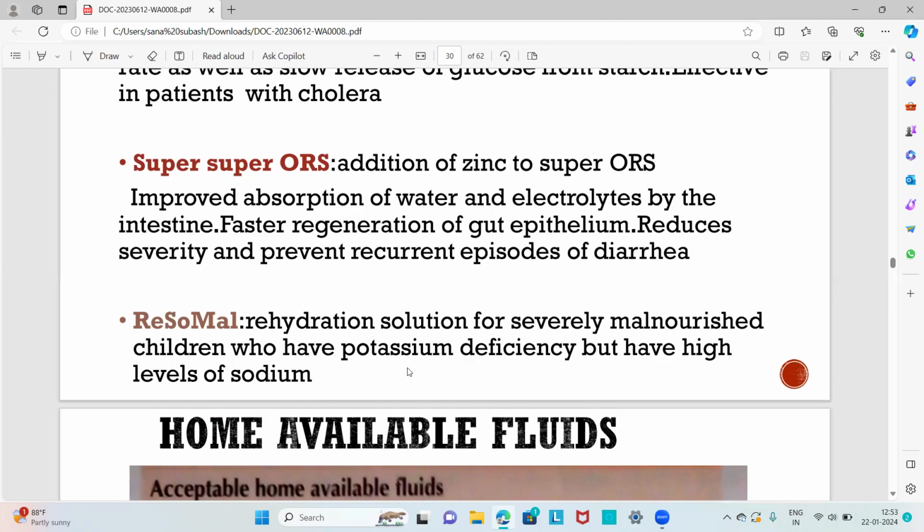But to prepare the ReSoMal, we have to add this 1 liter sachet of ORS packet to 2 liters of water and add 4 gram potassium and 50 gram sucrose. We have to prepare the ReSoMal from the ORS packet by this method.